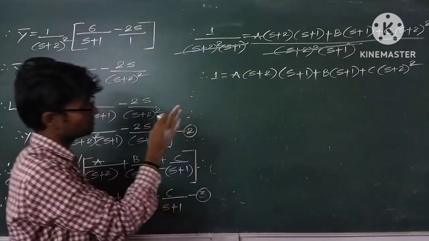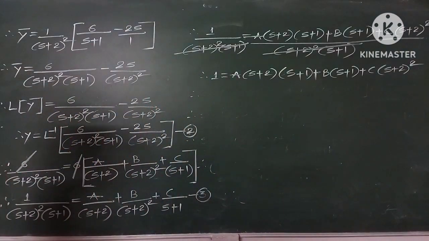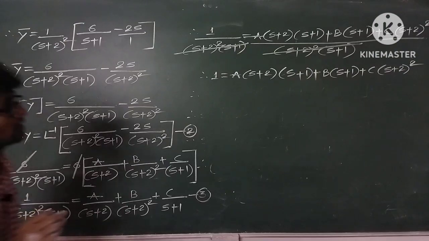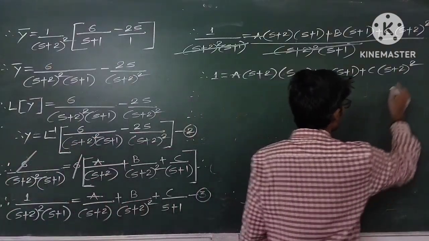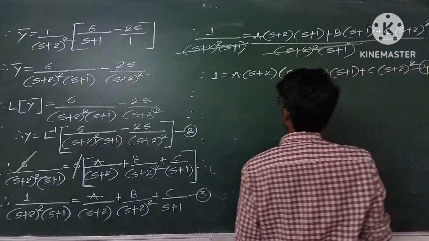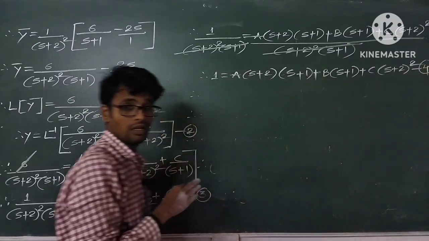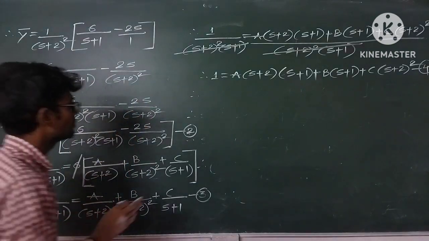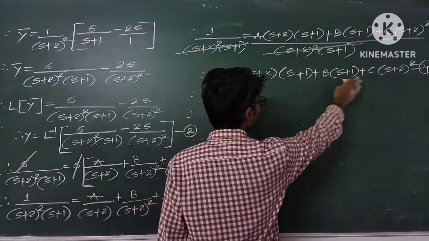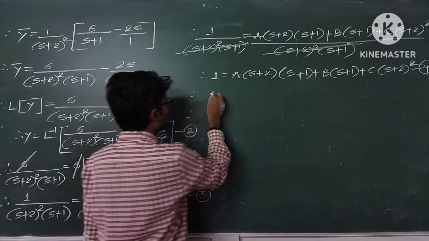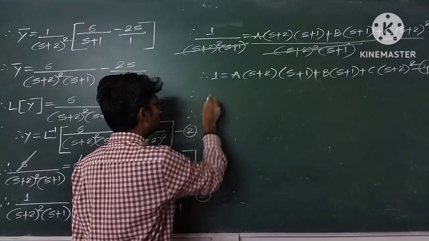See, this step is very important. You remember this step. So after this, you call this equation number 4. After this, you find the values of the constants capital A, capital B and capital C. See, we have capital A, capital B and capital C as the constants. So now I want to find the value of capital A.